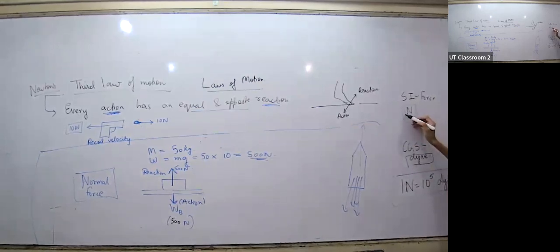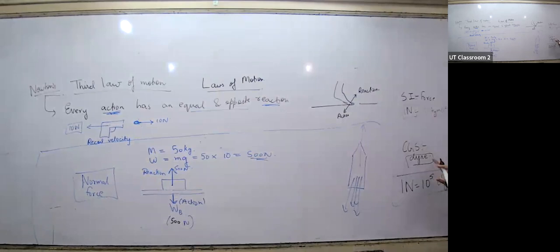So 1 newton is how much? 10 to the power 5 dyne. And if you ask me, 1 newton is equal to how much in kg meter per second square? One newton is 1 kg meter per second square. All these are SI units. So 1 newton will be nothing but 1 kg meter per second square.